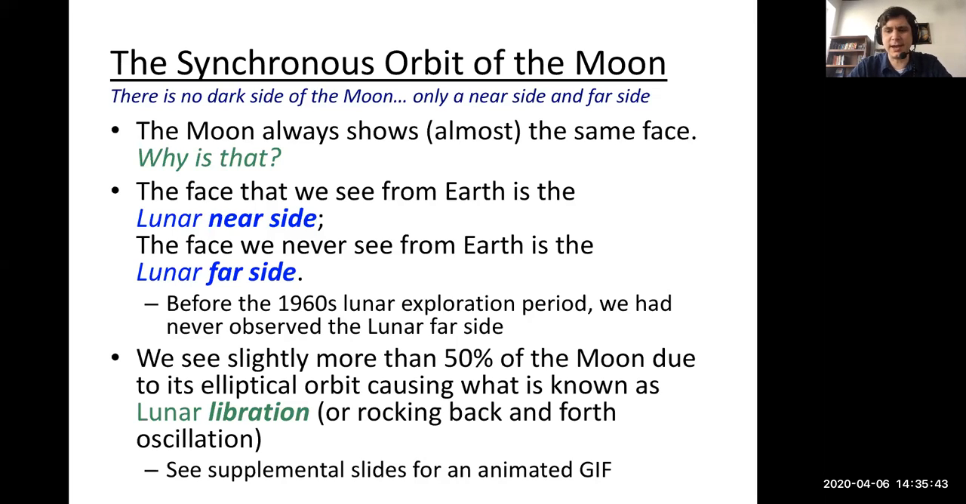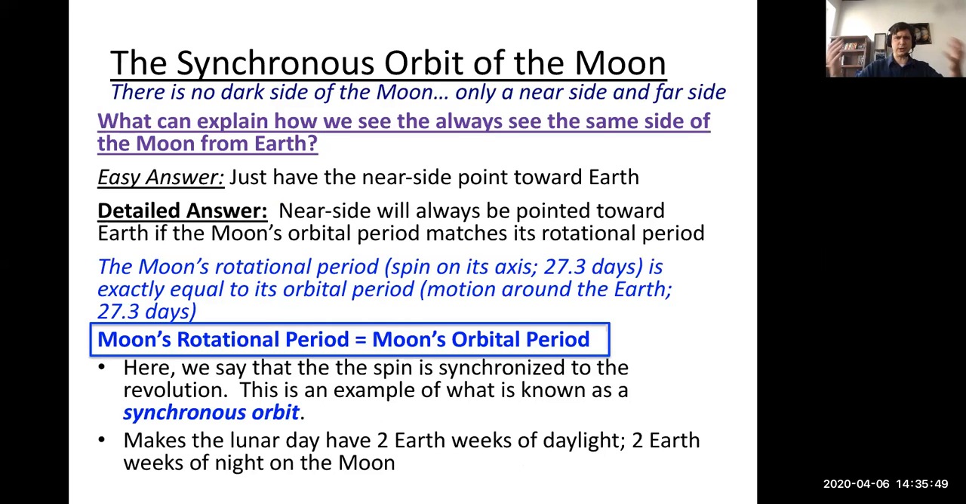I have an animated GIF of that in the supplemental slides, so go have a look after you're done watching this video. But I want to talk to you about why we always see the same face of the moon. How does this relate to something that we've already been talking about, some fundamental concept in astronomy? So the easiest answer is, if we always want to see the near side of the moon, all we've got to do is make sure the near side is always pointed at the Earth. And then it doesn't matter, we're always seeing the near side.